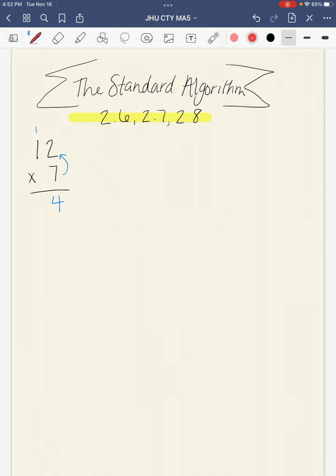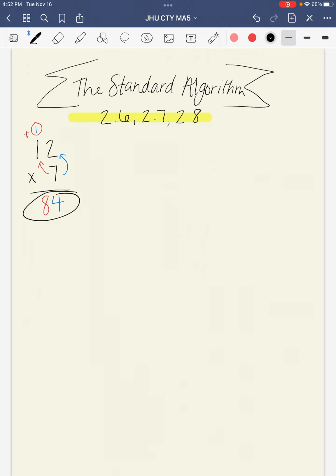Okay, I still need to distribute that 7 to the 1. I'm not done with this problem, so let's do that as well. 7 times 1 is 7. And then up here, I still have this little 1 left, and it actually gets added. So I'm going to write a plus 1. So 7 times 1 is 7, plus 1 is 8. Final answer, 84. And I'm just going to circle the final answer just so we know we're done with that problem. So let's try it on a 3-digit number.